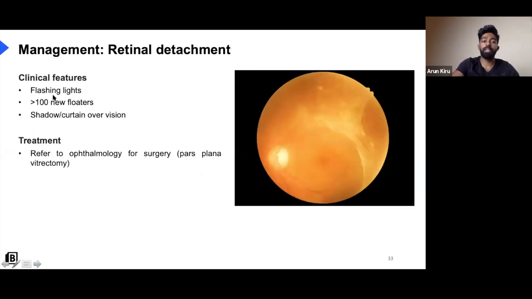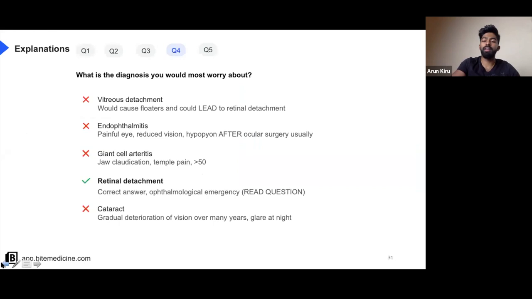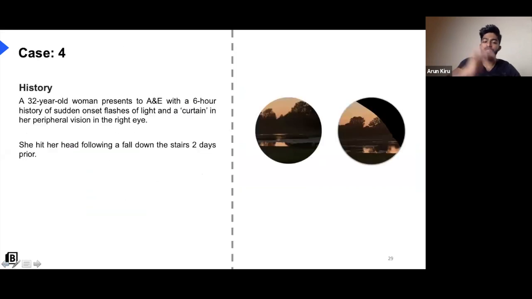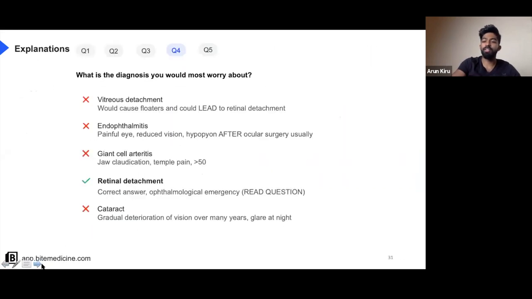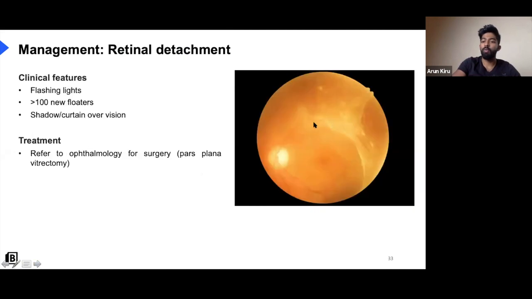So how does retinal detachment present? Flashing lights, which are random flashing lights, and lots of new floaters, so hundreds, not just a few. Two, three, four would be a vitreous jelly detachment; hundreds of floaters would be a retinal detachment. And this is the key one: a shadow or curtain over the vision, like we talked about here. This is literally where you can see the retina pulling away. In this diagram, you can see all this retina pulling away slowly. That's why you see that shadow or curtain.